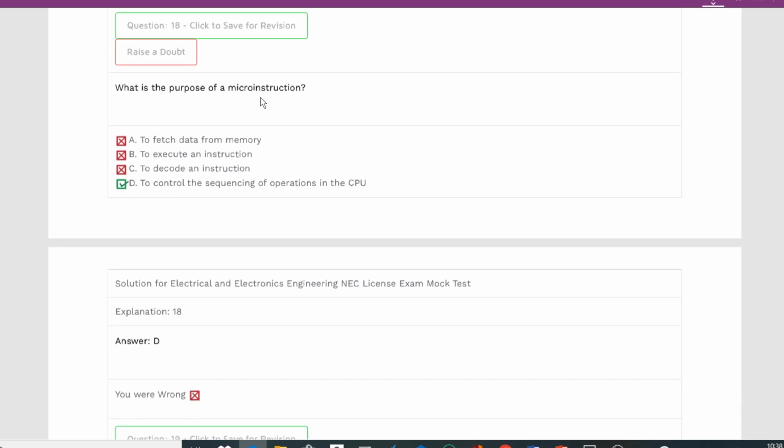Now what is the purpose of micro instructions? The purpose of micro instructions is to control the sequencing of operations in the CPU. Here the correct option is D.